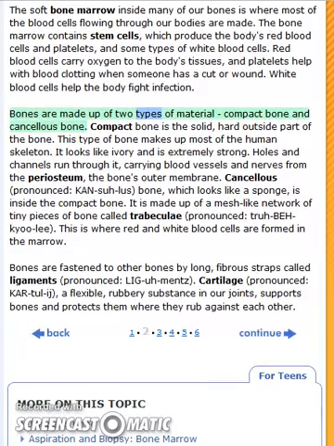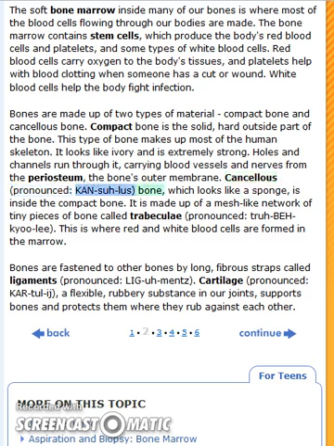Bones are made up of 2 types of material, compact bone and cancellous bone. Compact bone is the solid, hard outside part of the bone. This type of bone makes up most of the human skeleton. It looks like ivory and is extremely strong. Holes and channels run through it, carrying blood vessels and nerves from the periosteum, the bone's outer membrane.